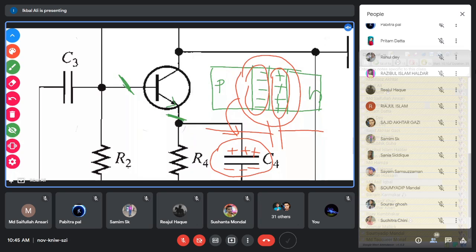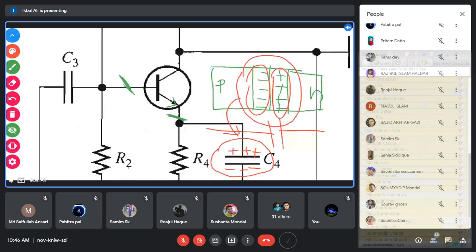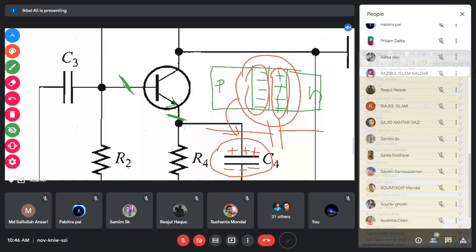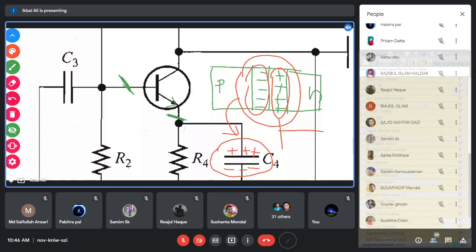If you have a PN junction, whether it is in the transistor, in the diode, or in any other device, in the junction you have this depletion region. In that depletion region, you have this positive charge layer and negative charge layer. So there should be a capacitive effect. Have you understood the point? Have you understood, got this? Yes, sir.